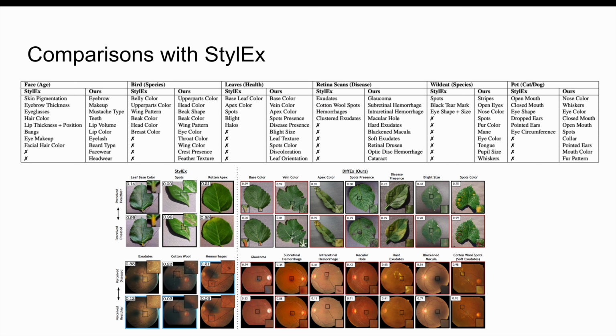The results on this slide showcase some comparisons with StyleX, which was the method introduced in the Explaining in Style ICCV 2021 paper. The table above contains a list of the top attributes discovered by Diffx versus StyleX. As seen in this table, Diffx is able to find more influential semantics across various domains. The figure below the table visually shows Diffx's ability to find influential attributes in the leaves and retina scans domains.